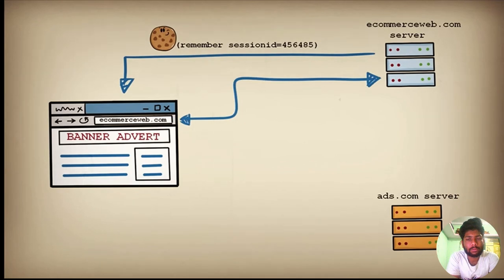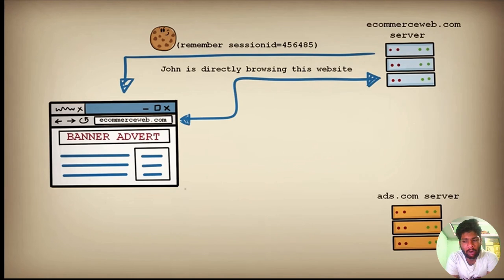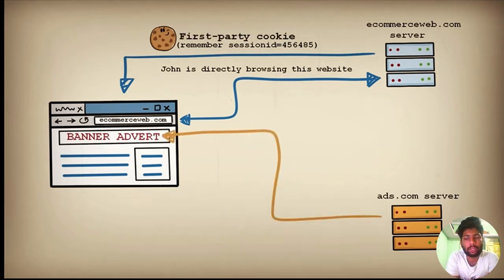This is a cookie set by the same website John is currently or directly browsing. Hence, it is called a first-party cookie. But what if ecommerceweb.com had ads on their web page? These ads, though seen on ecommerceweb.com, are being served through another server, let's say ads.com.